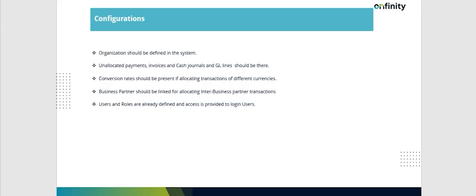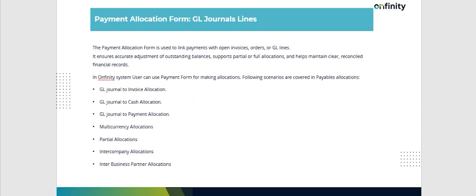Finally, users and roles must be defined, and the required access must be provided to the logged-in user. Access to the payment allocation form must be enabled for the user's role to perform GL line allocations. The payment allocation form is used to link payments with open invoices, orders, or GL journal lines, ensuring proper adjustment and clearing of outstanding balances.